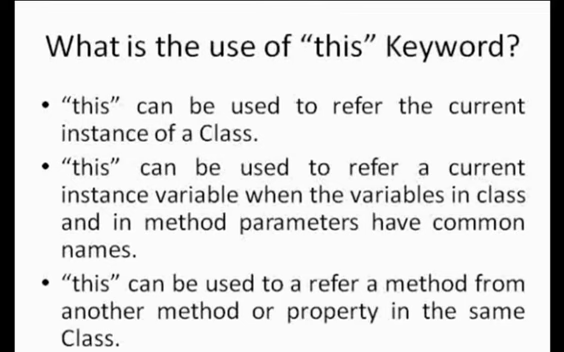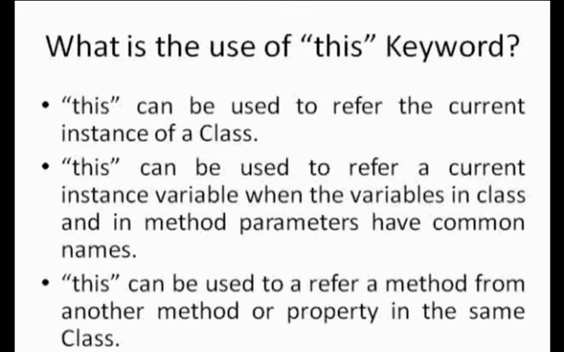This can be used to refer the current instance variable when the variables in the class and in the method parameters have common names. This we encounter usually in our programming day-to-day activity. We may have a method parameter and we may need to assign it to a local instance variable. To refer that same named local instance variable, we use this keyword.